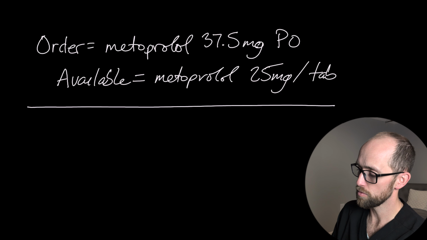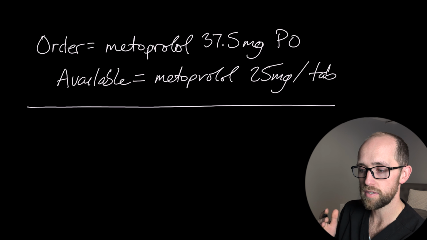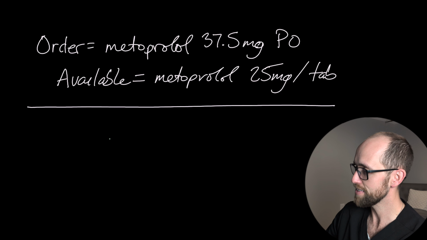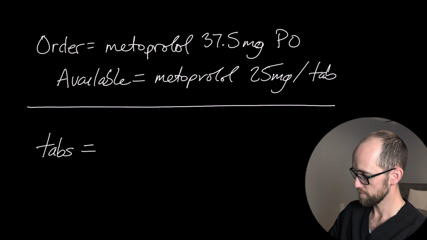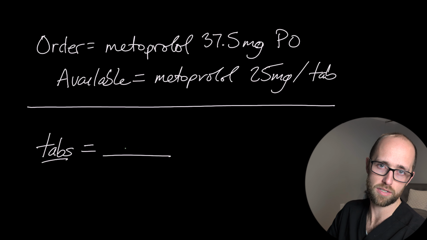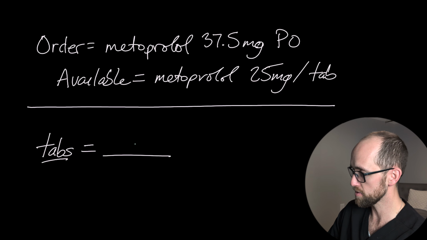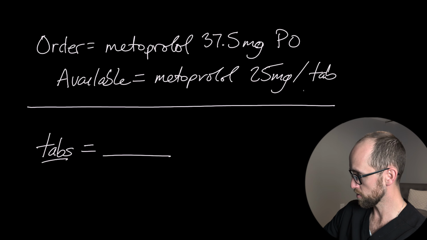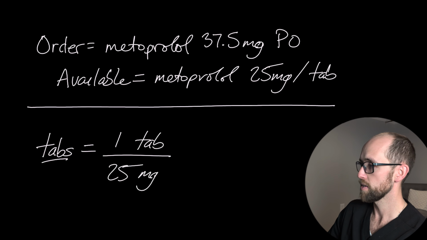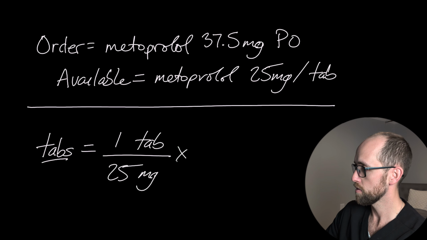So what's step 1? Write on the left side of the equation the unit you are trying to solve for. I want to know how many tablets I give. So tabs equals. Step 2 is to put this unit in the first top portion of that first ratio. So how can I put tablets on top? Well, I know I have 25 milligrams per tablet, so I'm going to say 1 tablet is equivalent to 25 milligrams.